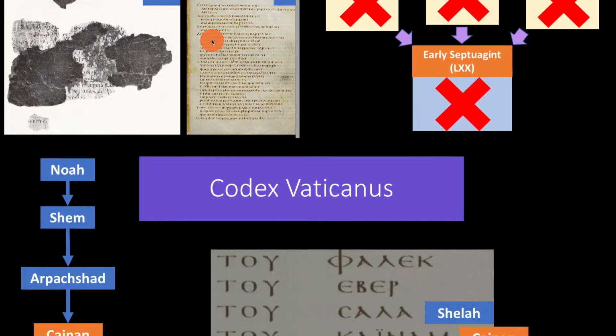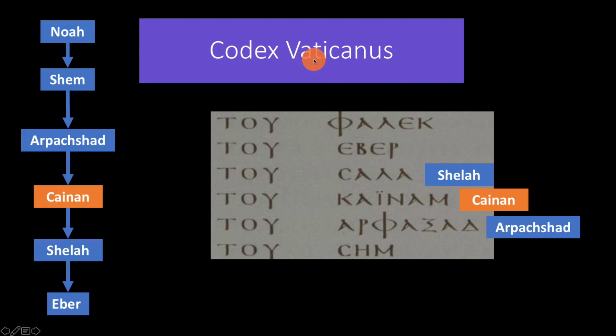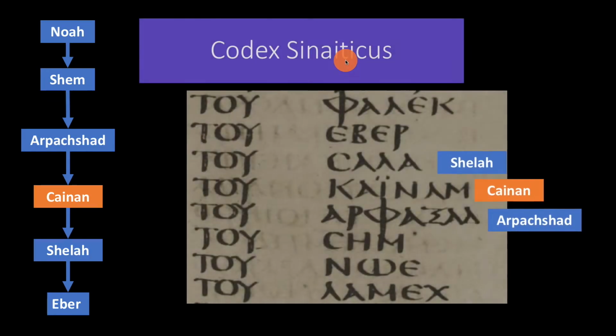Well, let's examine them. In Codex Vaticanus, we read that Sheila had Cainan, had Arphaxad. So in other words, Codex Vaticanus, a very early copy of Luke, includes the extra Cainan. When we go to Codex Sinaiticus, it goes Sheila, Cainan, Arphaxad. So again, a very early copy, Codex Sinaiticus, includes the extra Cainan.